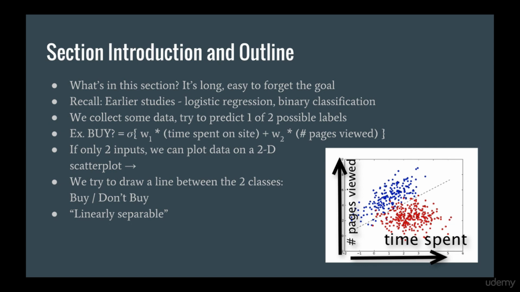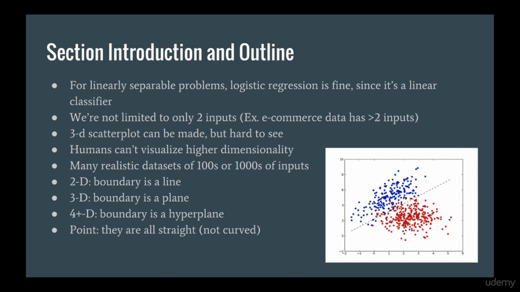Remember that what we can do is, with a problem that has only two inputs, we can draw them on a two-dimensional scatter plot. What we can then do is try to draw a line between the two classes, buy and don't buy. If we can find a line that fits between them, we say that the classes are linearly separable. And recall that when we have a linearly separable problem, then logistic regression would be an appropriate solution, since logistic regression is a linear classifier.